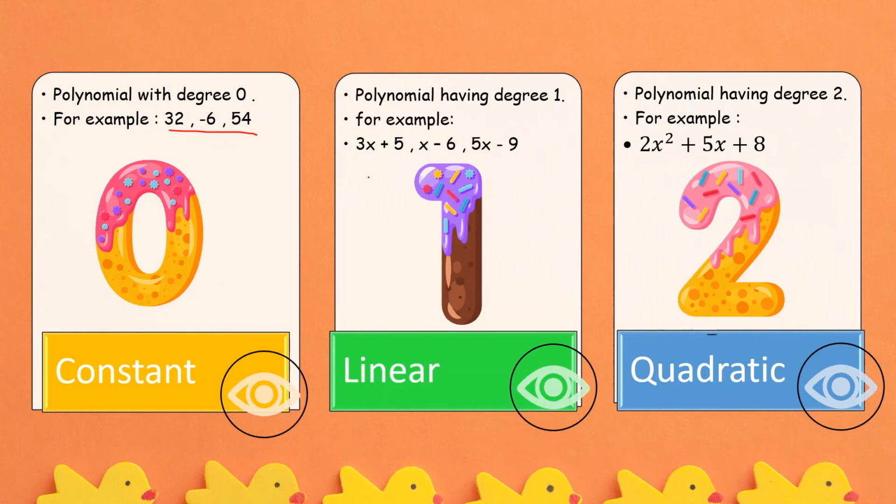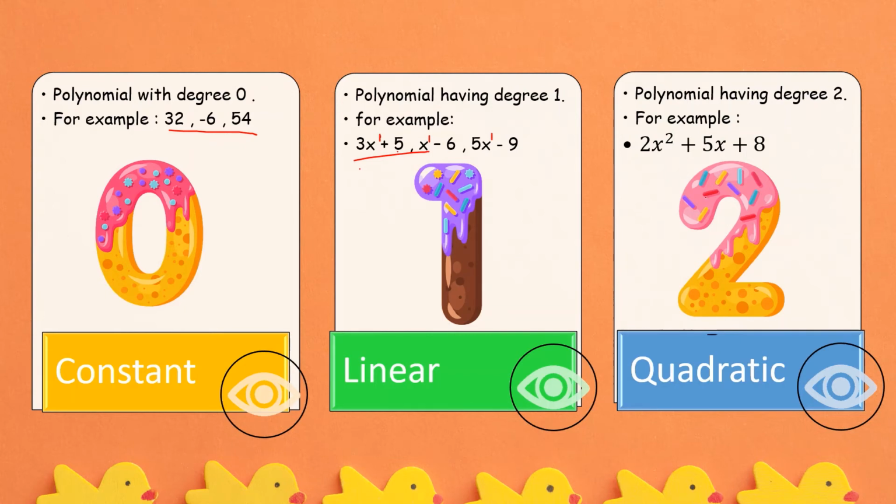Next, linear, in the sense single, 1. Linear means 1, a polynomial having degree 1. Now look at the example 3x plus 5. Here you have x and this x has a degree of 1. Here 5x has the degree of 1, whereas 5, 6 and 9 are constants. Whereas 3x, x and 5x have a degree of 1. So these are called linear polynomials.